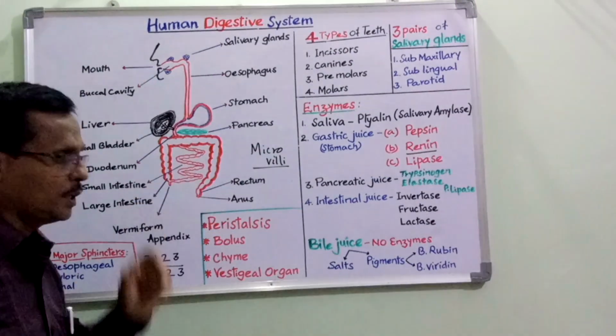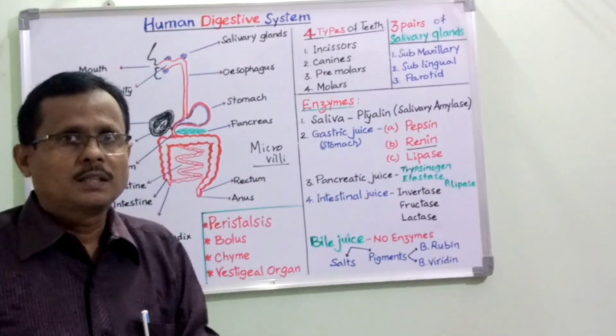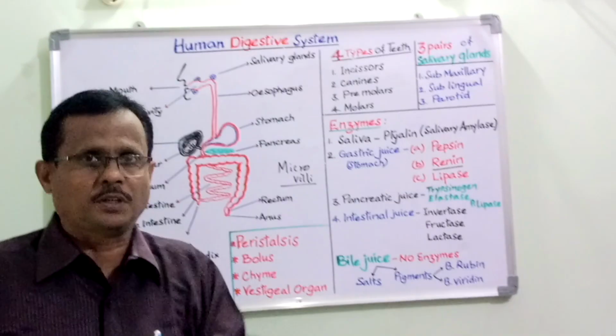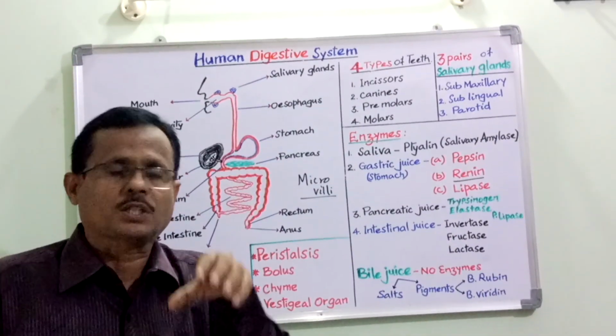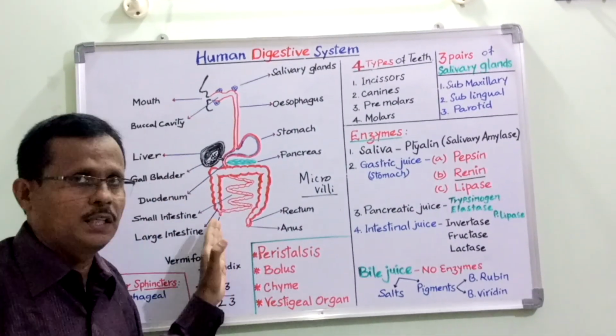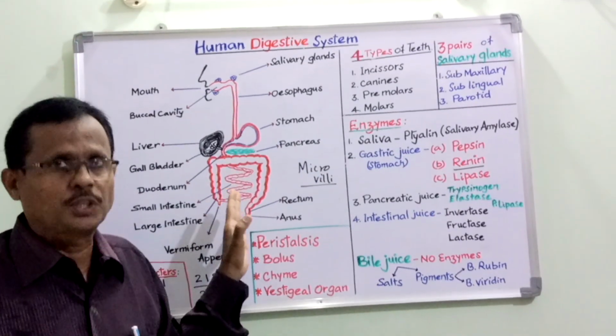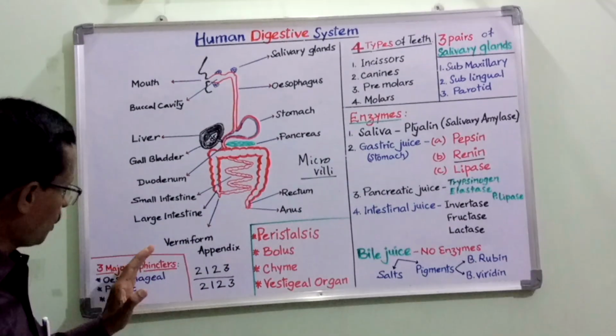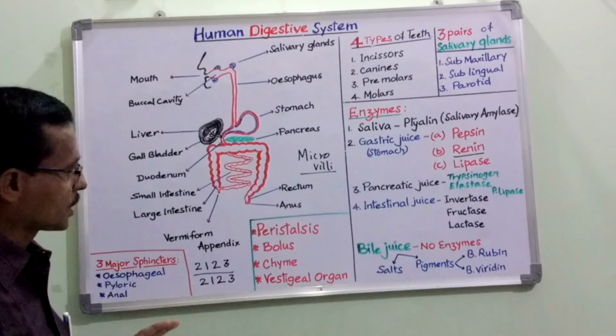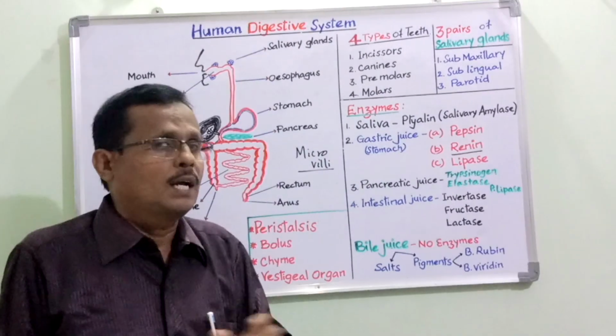Then finally, the anal sphincter. The anal sphincter is a ring-like muscle that controls the movement of fecal material. Whenever the person feels comfortable, only then can he attend to the feces. So this is the excretion process, and this is about the functioning of the sphincters.